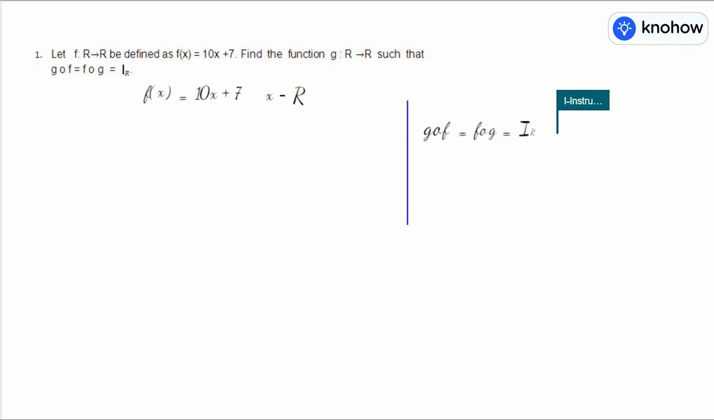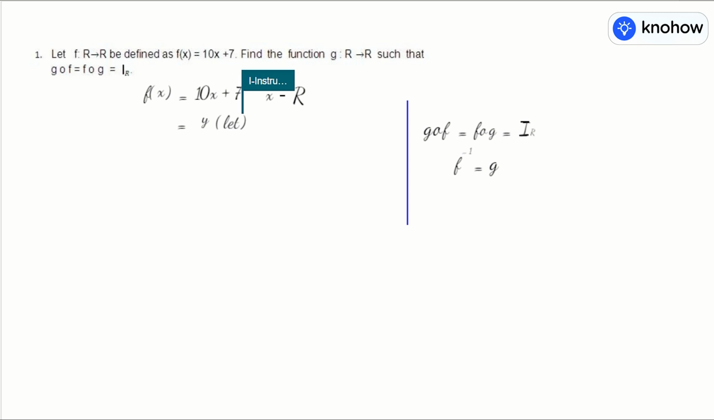In other words, the same question could be asked as: find f inverse, which he has not asked directly. It will be the same question. Then f inverse will be nothing but g itself. So in a way he is asking you to find f inverse. Such a function g which we find will be f inverse. Now f(x) = 10x + 7 equals y, let.